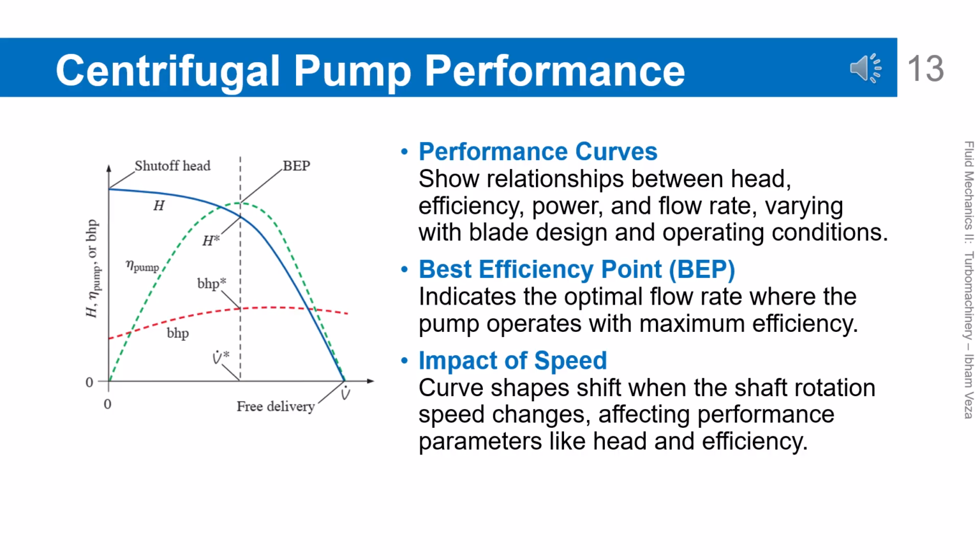Every pump has a most efficient operating point, called the best efficiency point, or BEP. At this point, the pump operates with maximum efficiency and relatively minimal vibration and losses. If the shaft rotational speed is changed, the shape of the performance curves will also change. Therefore, selecting the proper operating condition is very important for system efficiency.